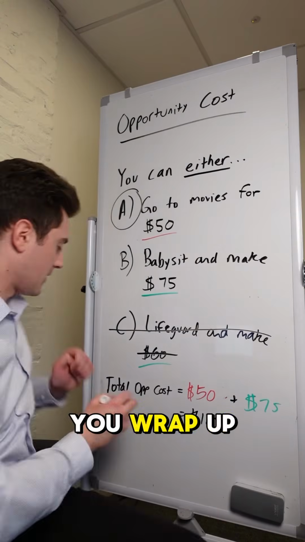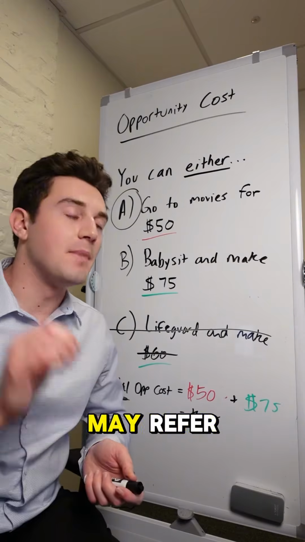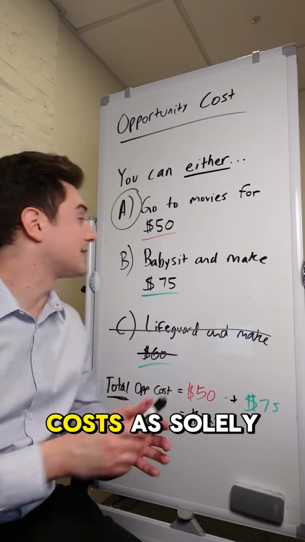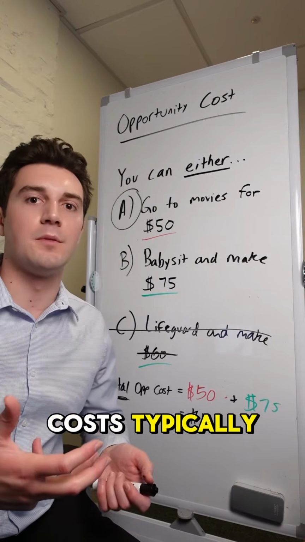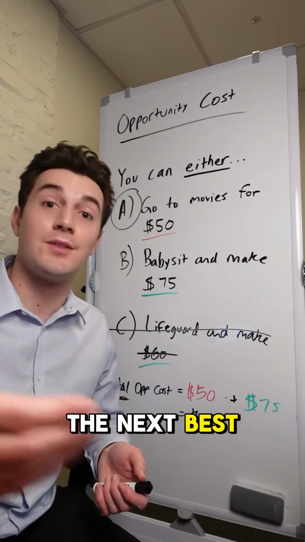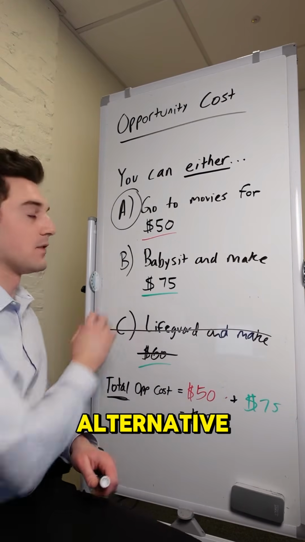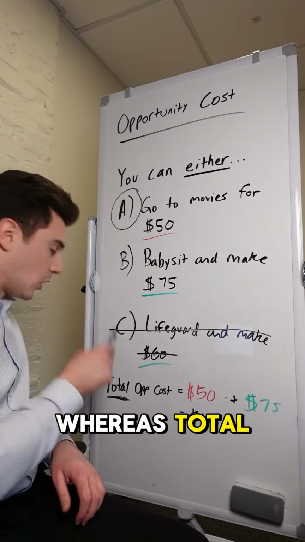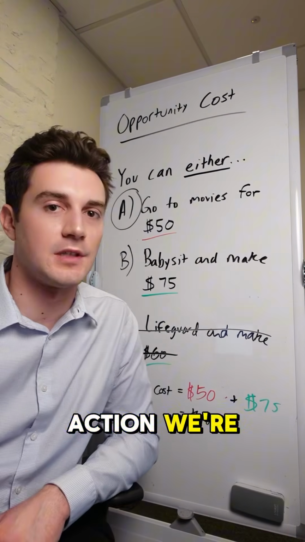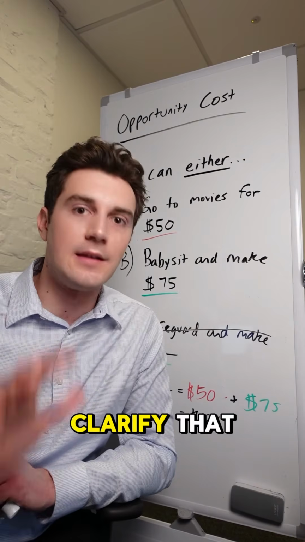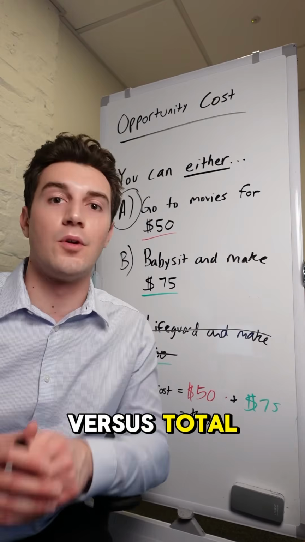Super quick before we wrap up, I'm saying total opportunity cost here for a reason. Your professor may refer to just opportunity cost as solely the implicit cost, because opportunity cost is typically referred to as the value of the next best alternative, and that is implicit cost, the value of the next best alternative income source we miss out on. Whereas total opportunity cost guaranteed includes the explicit cost of the action we're taking. So I would recommend you just clarify that with your professor. Ask them what they mean by opportunity cost versus total opportunity cost.